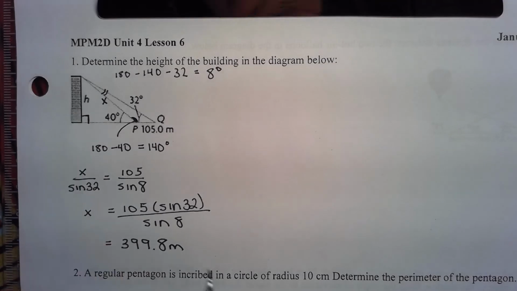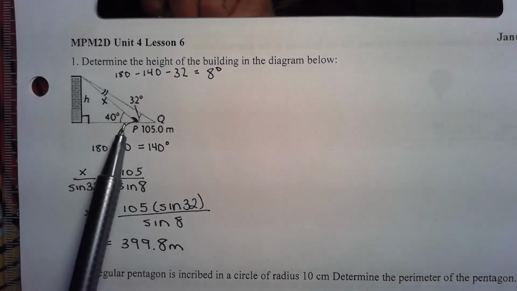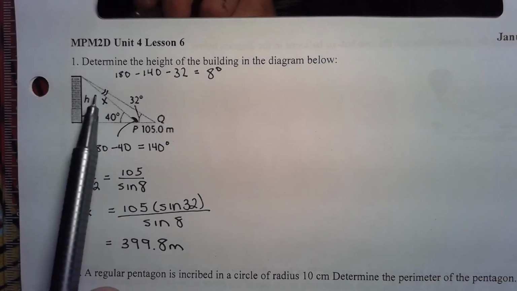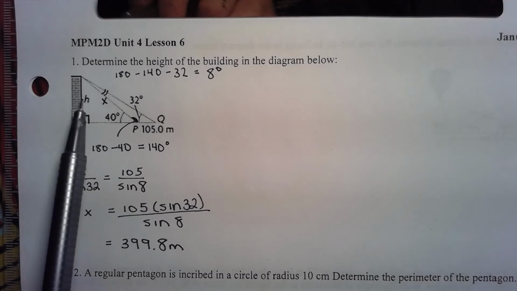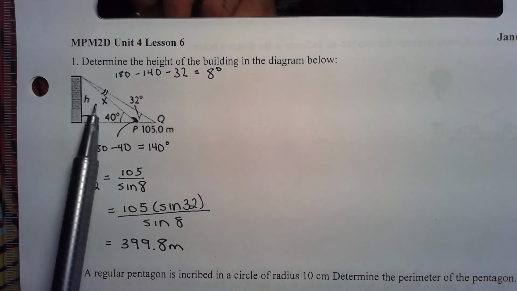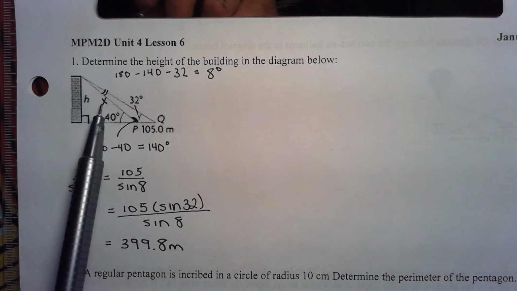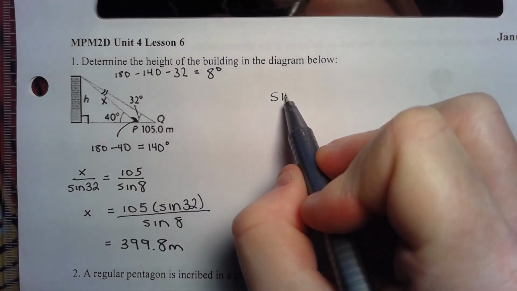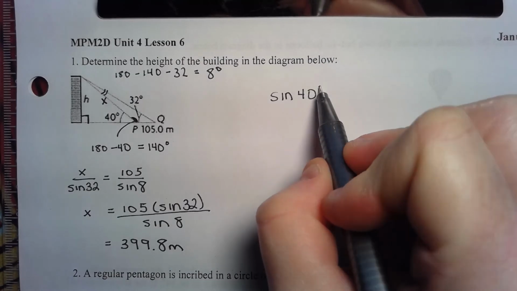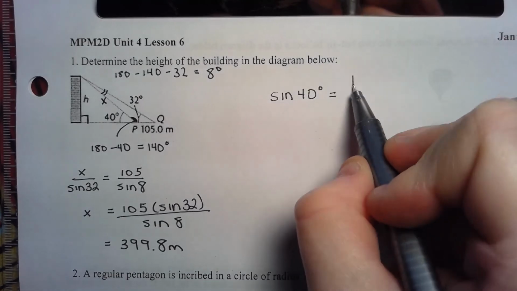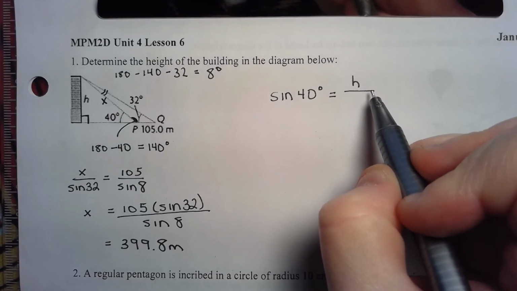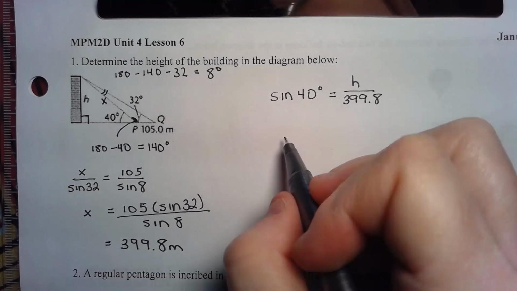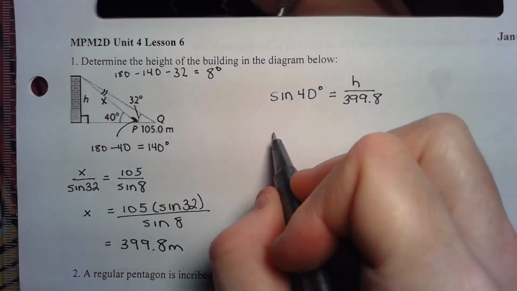All right, so now that I know what x is, I can now use it in order to calculate h. So I know that here's 40 degrees. Across from 40 is h, that's my opposite, and this side right here is the longest, so that's my hypotenuse. So I have the opposite and the hypotenuse, so I'm going to use the sine ratio because sine of theta equals opposite over hypotenuse. So I know that sine of 40 degrees is equal to opposite, which is h, over hypotenuse, which is 399.8.